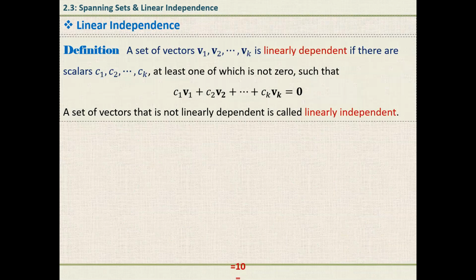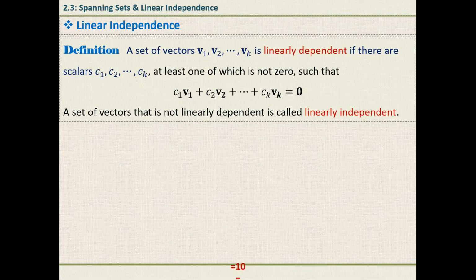So we have two concepts here, linear dependence and linear independence. How do you define linear dependence? A set of vectors v1, v2, ..., vk is linearly dependent if there are scalars c1, c2, ..., ck, at least one of which is not equal to 0, such that c1 v1 plus c2 v2 and so on, the linear combination, is equal to 0. If it is so, then we say that these vectors are linearly dependent.